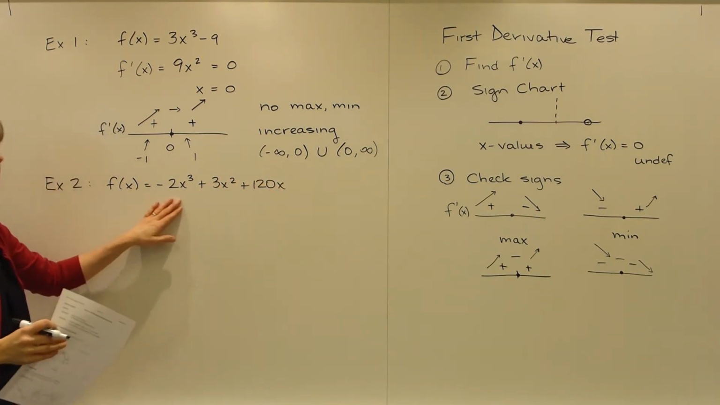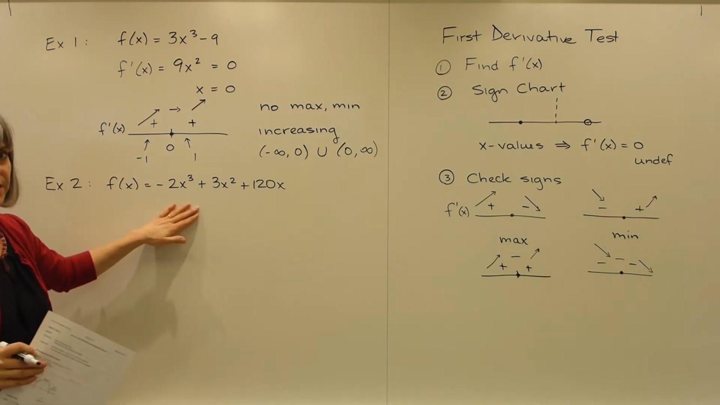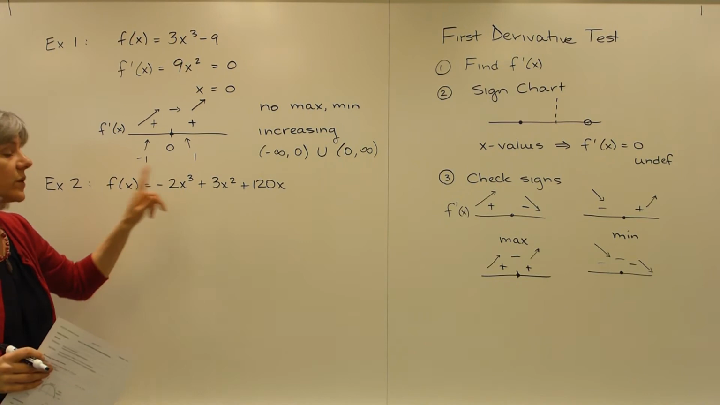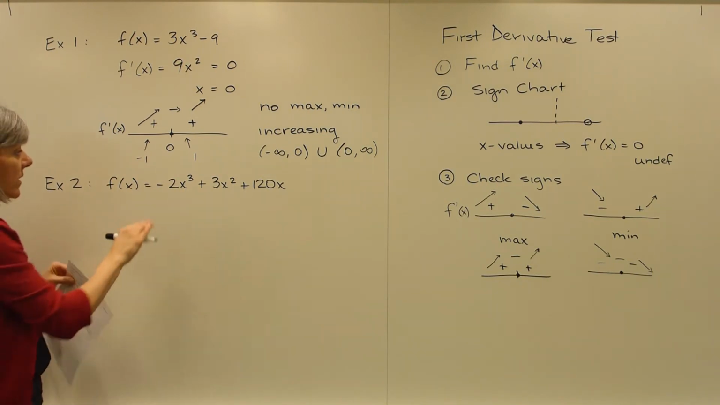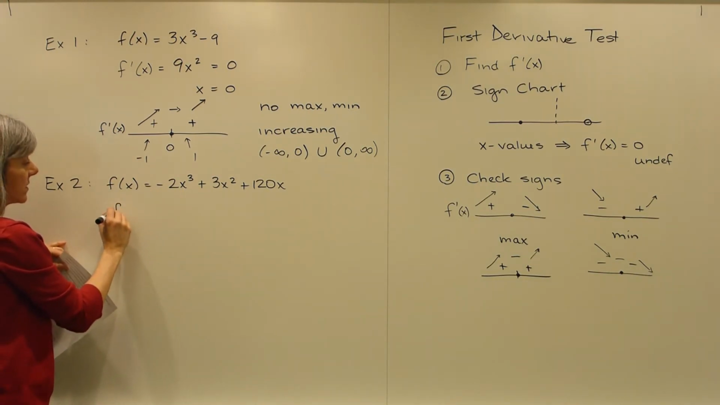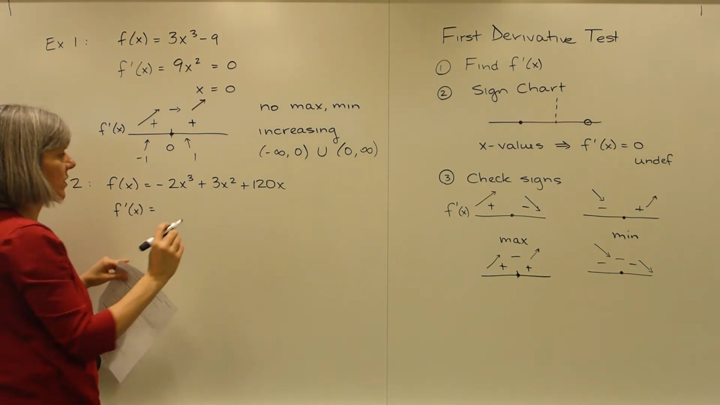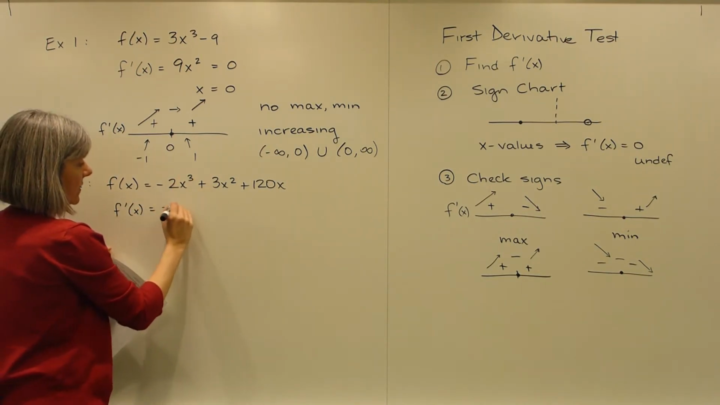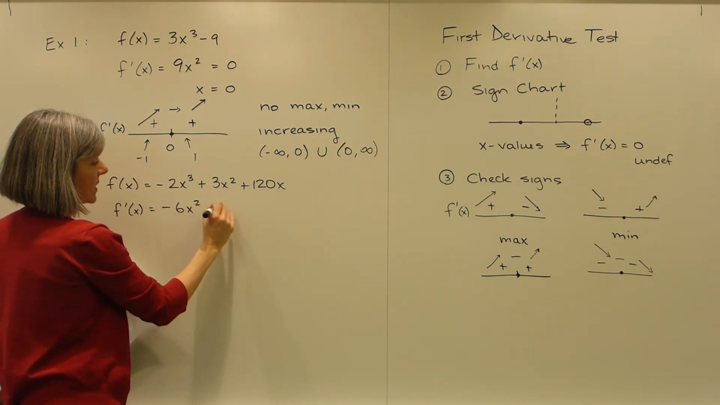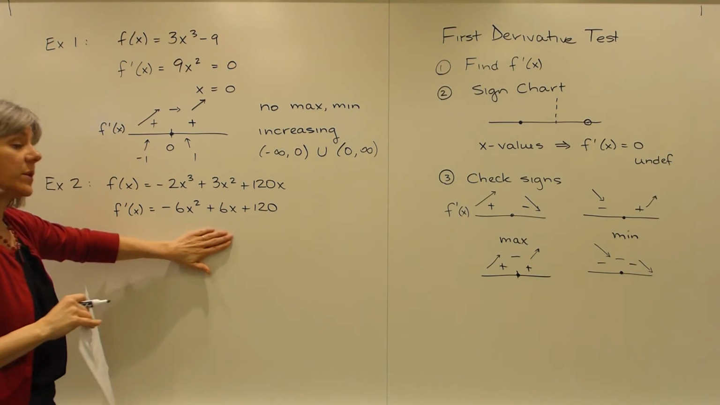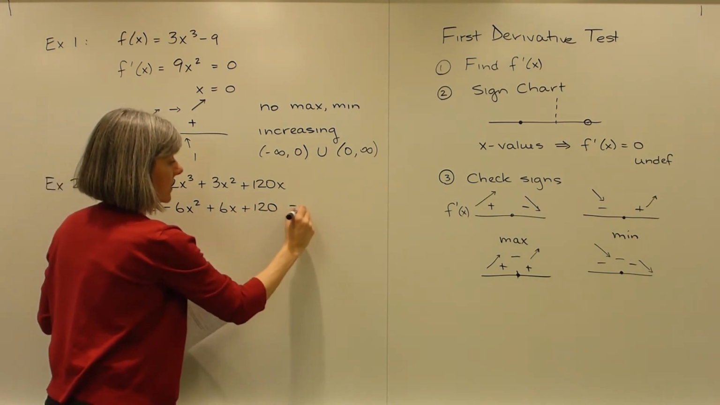Okay, so you're probably looking at this thinking cubics, that's a mess. Remember that as soon as you take the derivative, all of these go down by 1 power. So while the original function may be a cubic, we know that the derivative will be a quadratic. Well, we can handle quadratics, no problem. So doing the derivative, negative 6x squared plus 6x plus 120. All right, now we do need to set this equal to 0.